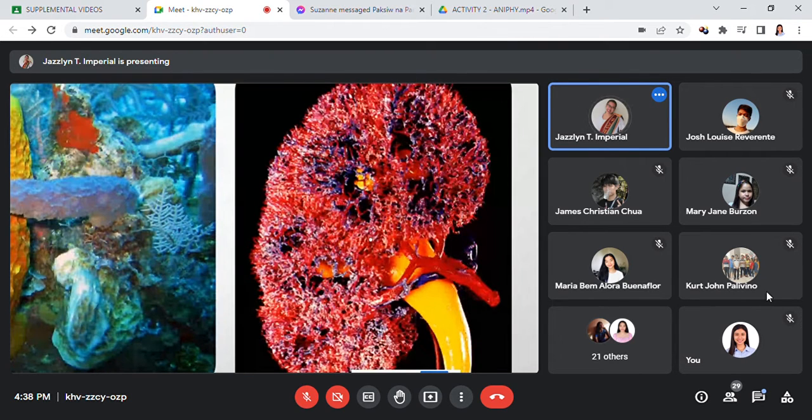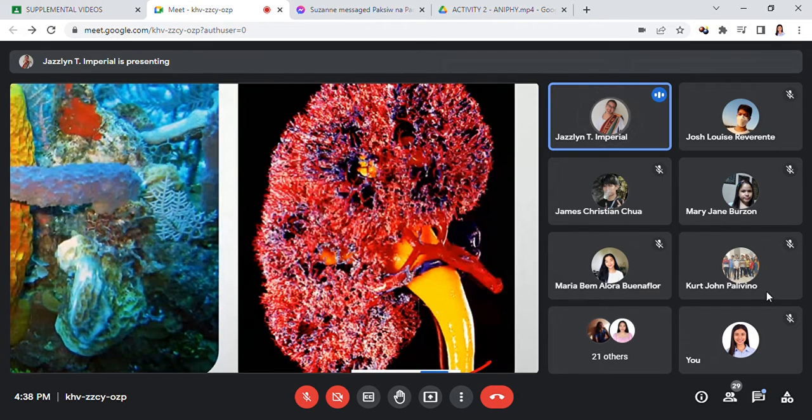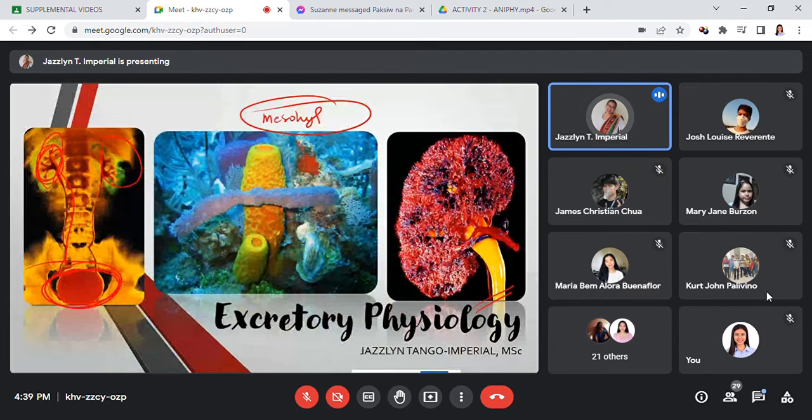You see what these structures are. So the red ones are, of course, your renal arteries, and the blue ones are your renal vein. So you see how complex ang blood vascular system sa kidney. So later on, I will try to ask you how do you associate this very complex circulatory mechanism with your excretory system.